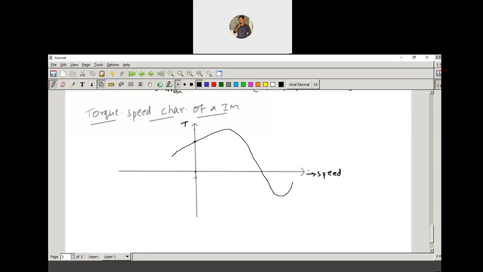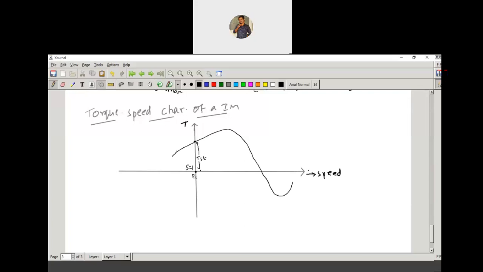Here the speed is 0. So we can say that Nr equals 0 means slip S equals 1. So this torque is called the starting torque.